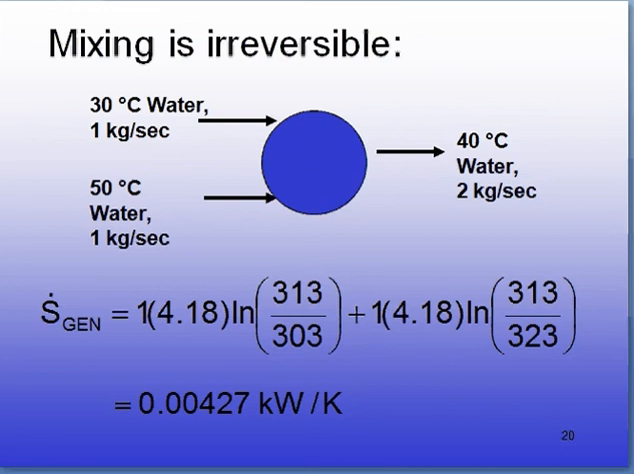So here we have the entropy generated. Here we just have liquid water, so we'll take the delta H for the water. If we put it in at 30 degrees and 50 degrees, it comes out at 40 degrees. So we have out minus in for the cold water that went in. So that was 313 over 303.